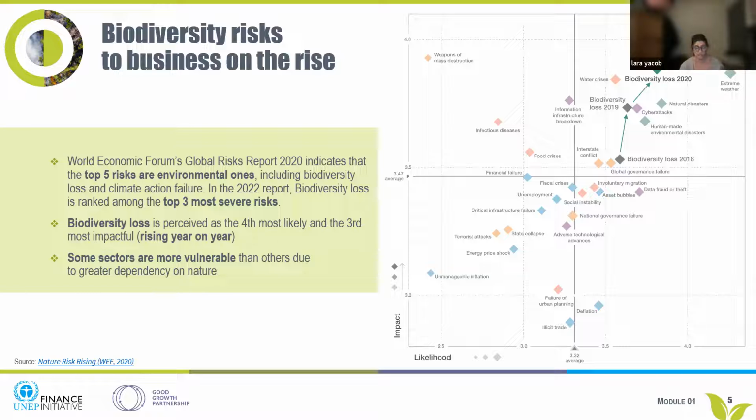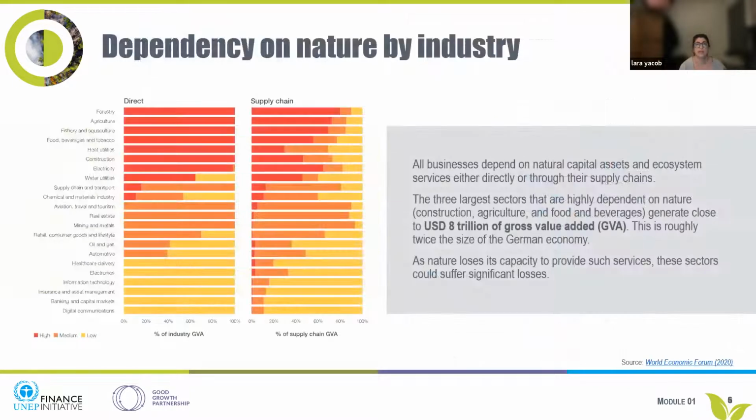Obviously it's going to impact businesses that depend on those ecosystem services, and conversely, it makes the impact coming out of those business activities even more acute. This slide talks about the dependency on nature by industry. I believe it's coming out of a PricewaterhouseCoopers report.